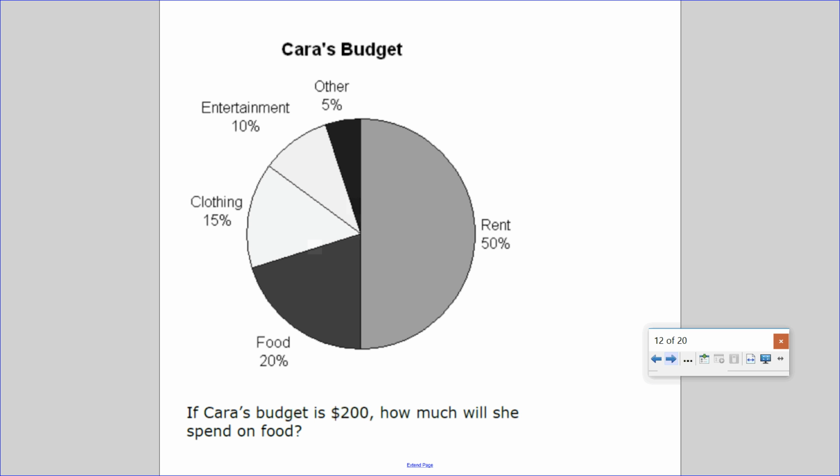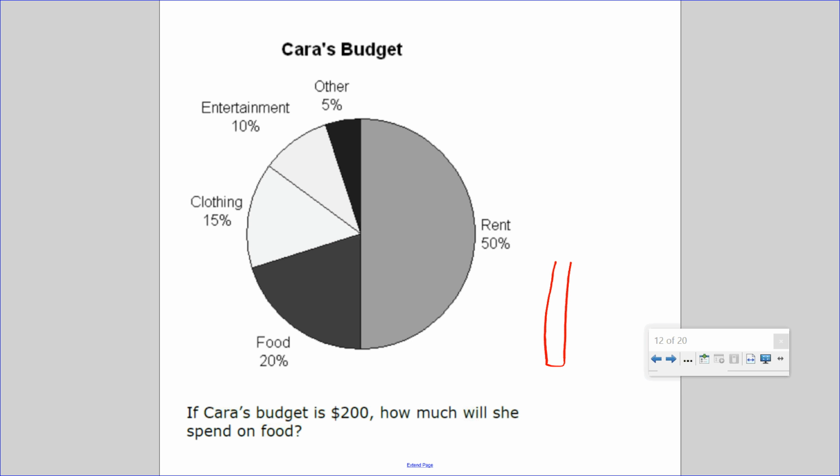So now that we understand how to make it, what if you are given a circle graph? Can you look at the circle graph and answer questions about it? So if this is Kara's budget, she spends 50% of her money on rent. That's half of her money on rent. 20% on food, 50% on clothing, 10% on entertainment, and 5% for other. If Kara's budget is $200, how much would she spend on food?